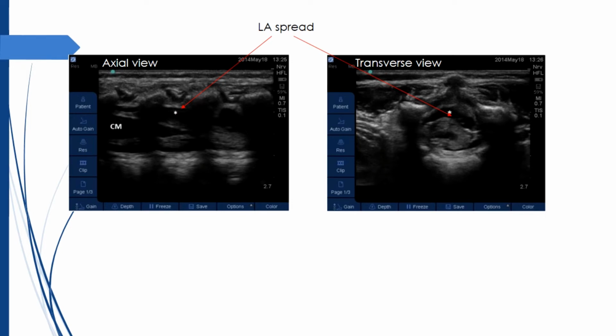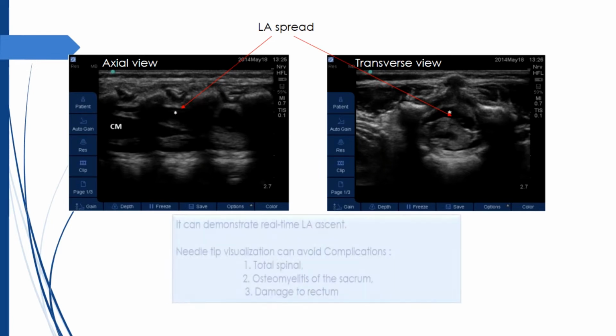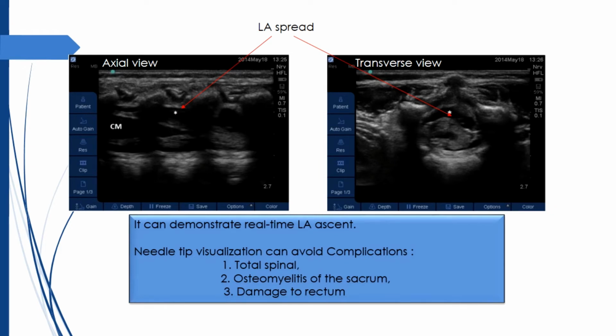This is one block which we had very good success even with landmark guidance, as the landmarks are easily palpable, structures are superficial. What is the advantage we are going to gain by using ultrasound? One is we can demonstrate the real-time LA ascent, and this provides opportunity for research to identify the volume that is required to provide a certain level of block. The next is we can easily visualize the needle tip. This can avoid complications such as total spinal, osteomyelitis of the sacrum, and damage to the rectum.